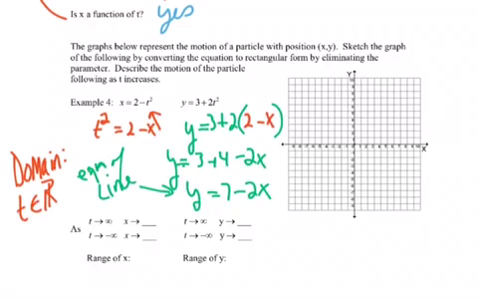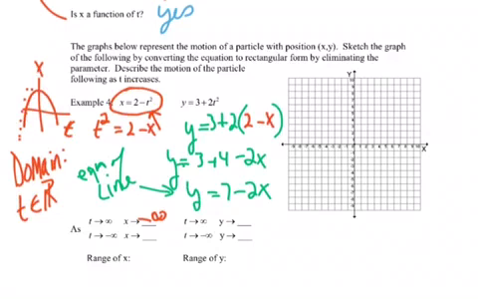Okay. Now, since t can be all real numbers, let's think about what happens as t goes to infinity. As t gets really, really large, what happens to x? Well, hopefully you realize that this is a parabola. If I was drawing my x versus t, or t versus x graph, this would be a parabola that's heading down. So as my t goes to infinity, my x is going to negative infinity.